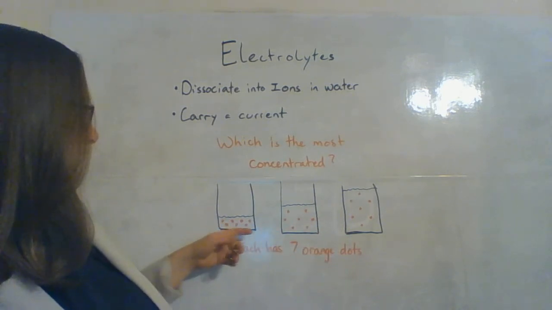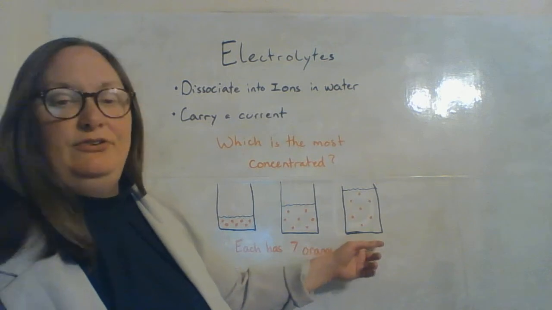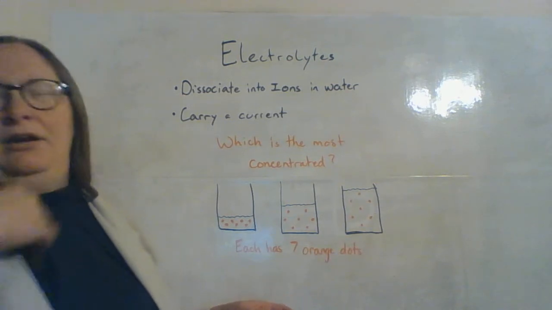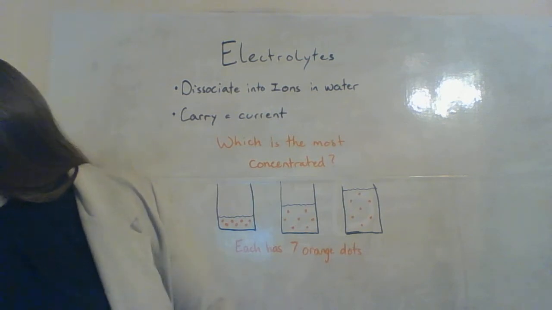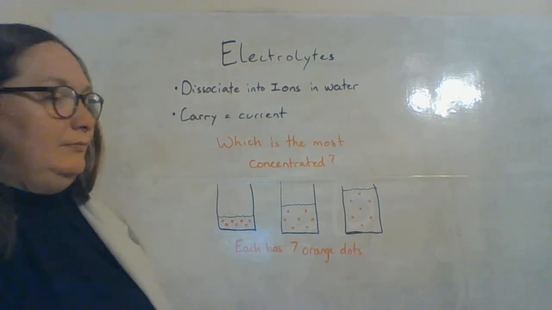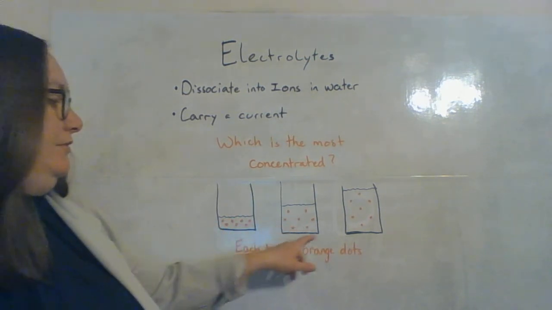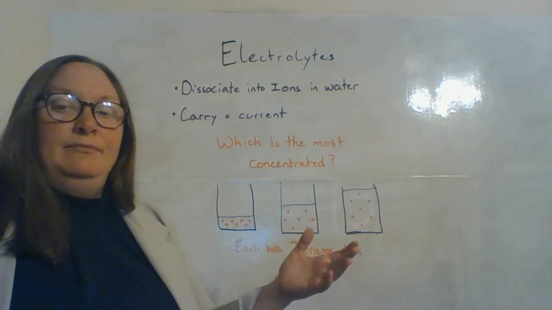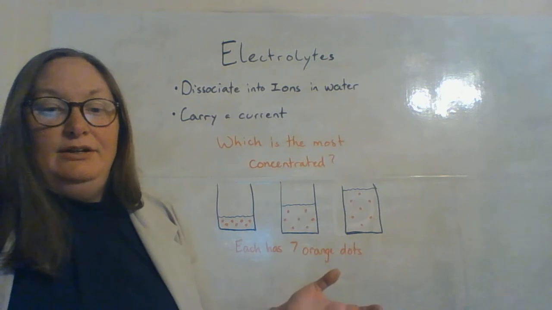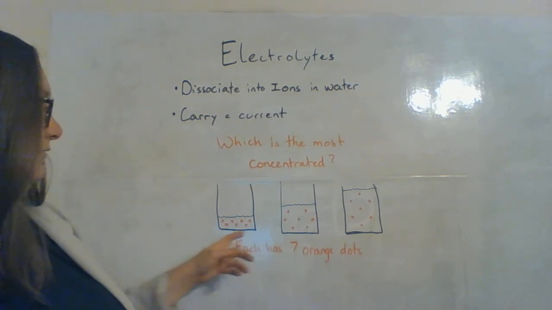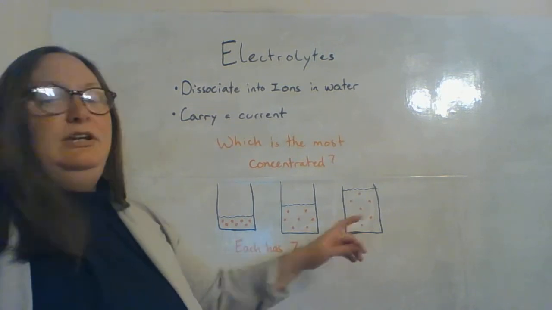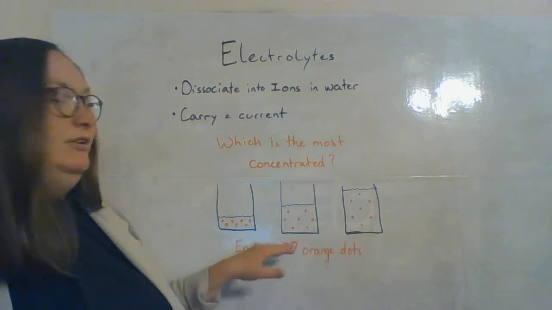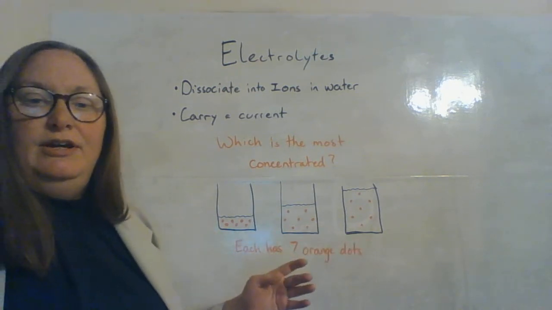All right. So is the concentration the same in all these? It's not, right? Because the amount of solvent is not the same. The solute is the same, but the solvent is not. So we have a different concentration, even though our solute is the same. We have 7 orange dots in each of these. Does that make sense? So think about it.